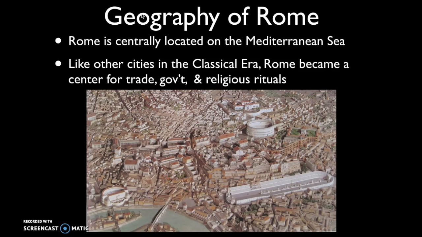Now, like other cities in the classical era, Rome became a center for trade. Throughout the city, there were a number of markets that developed. There was an imperial palace, which was the central location for the government. And also, there were a number of temples upon which religious rituals were performed. Rome architecturally is probably best known for its entertainment venues, like the Colosseum, which you can see here, and the Circus Maximus, where chariot races were performed.